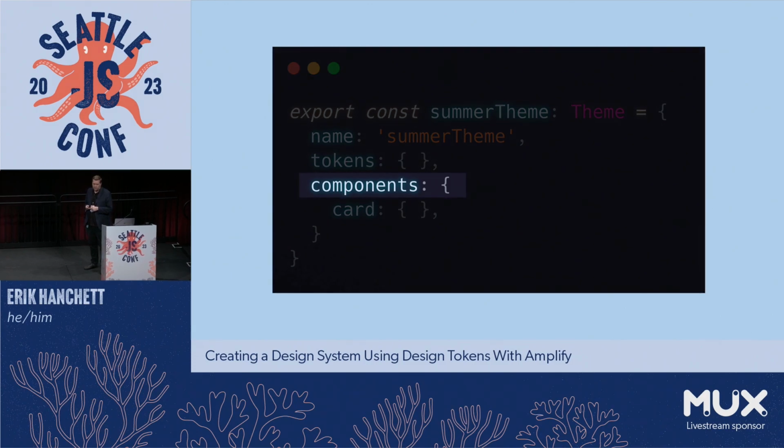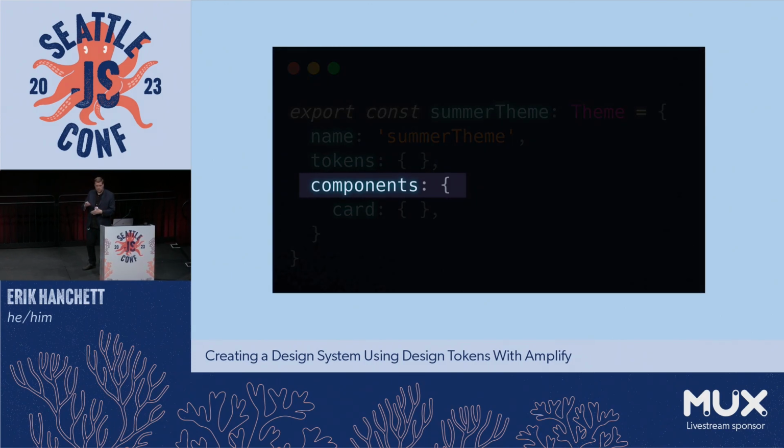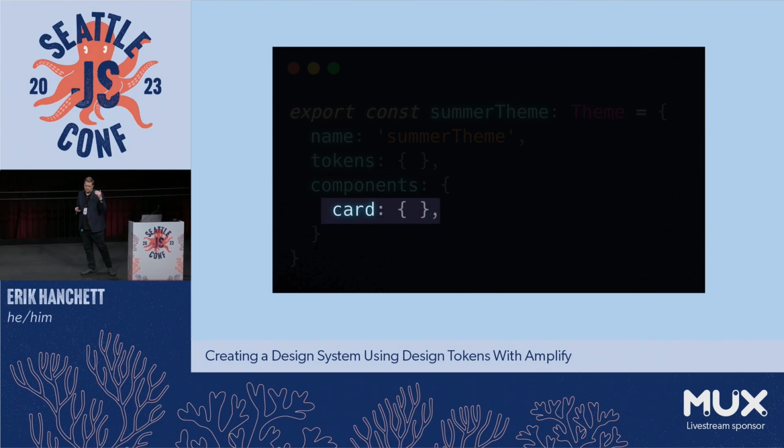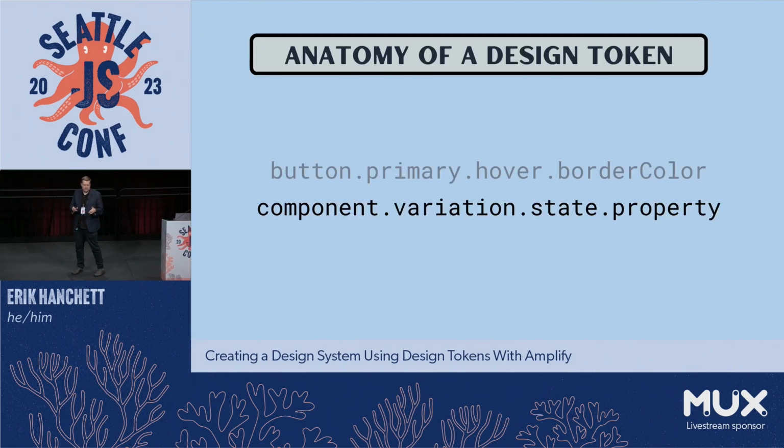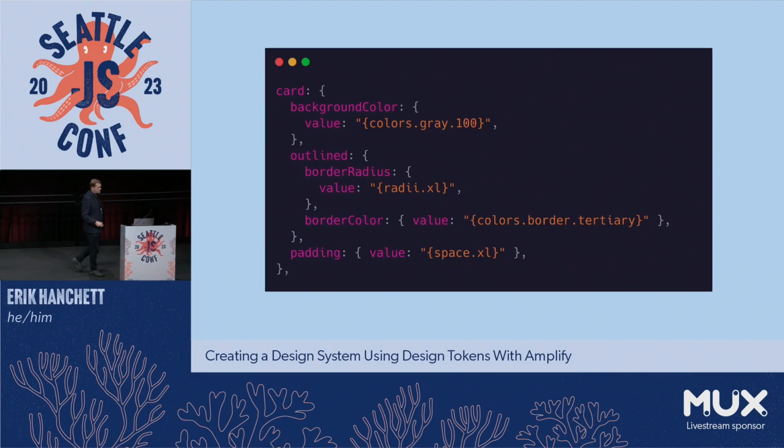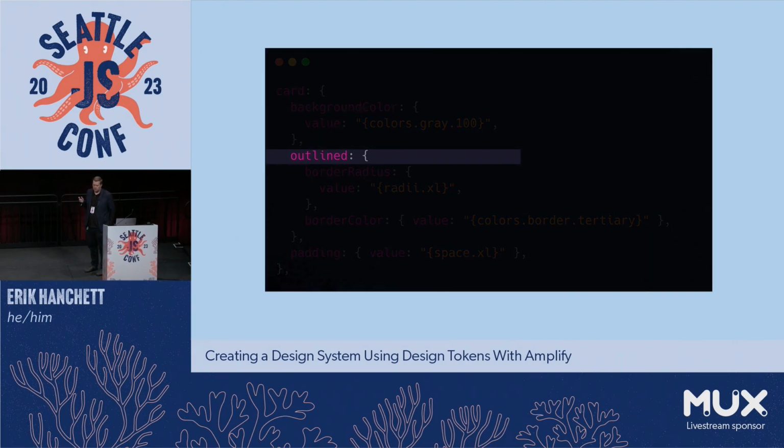We're going to add in components here. So this is the type of component. This is all built with our UI components library, so we have a primitive called components. We're going to have, well, its type of component is a card, excuse me. And then remember the anatomy of design token, component, variation, state, property. So there's a lot of information here, so let's zoom in. We're going to have an outlined for our card.